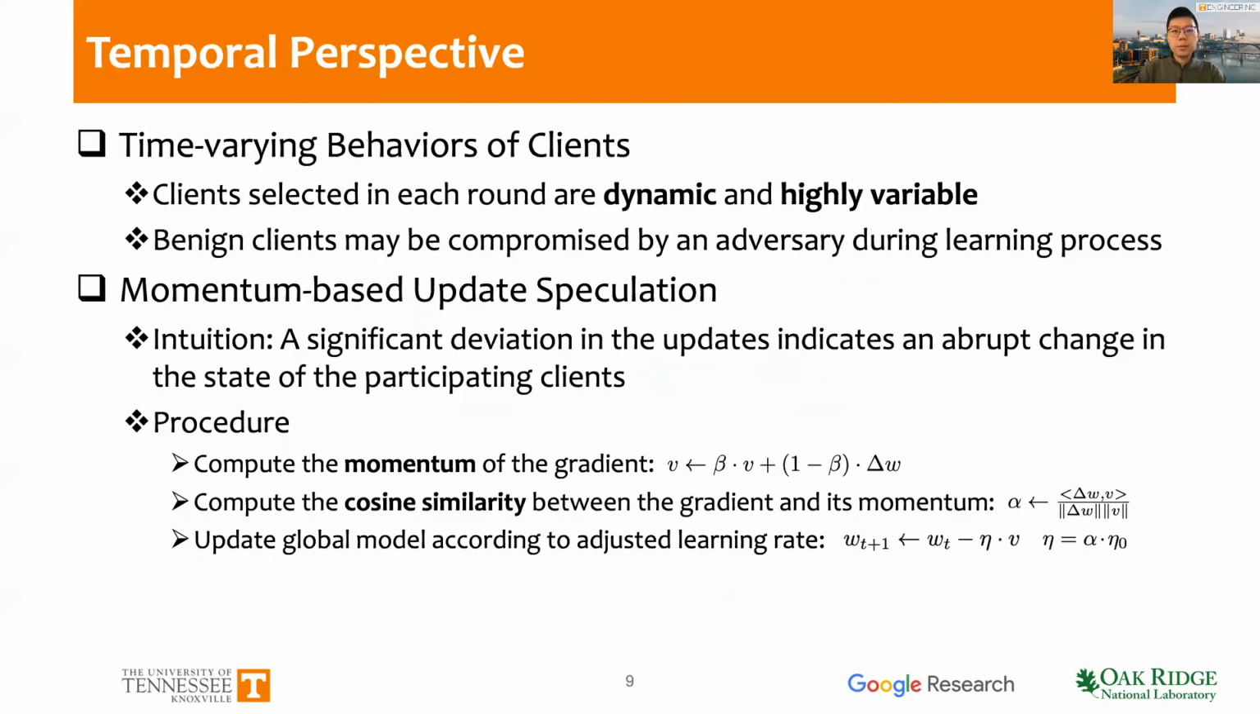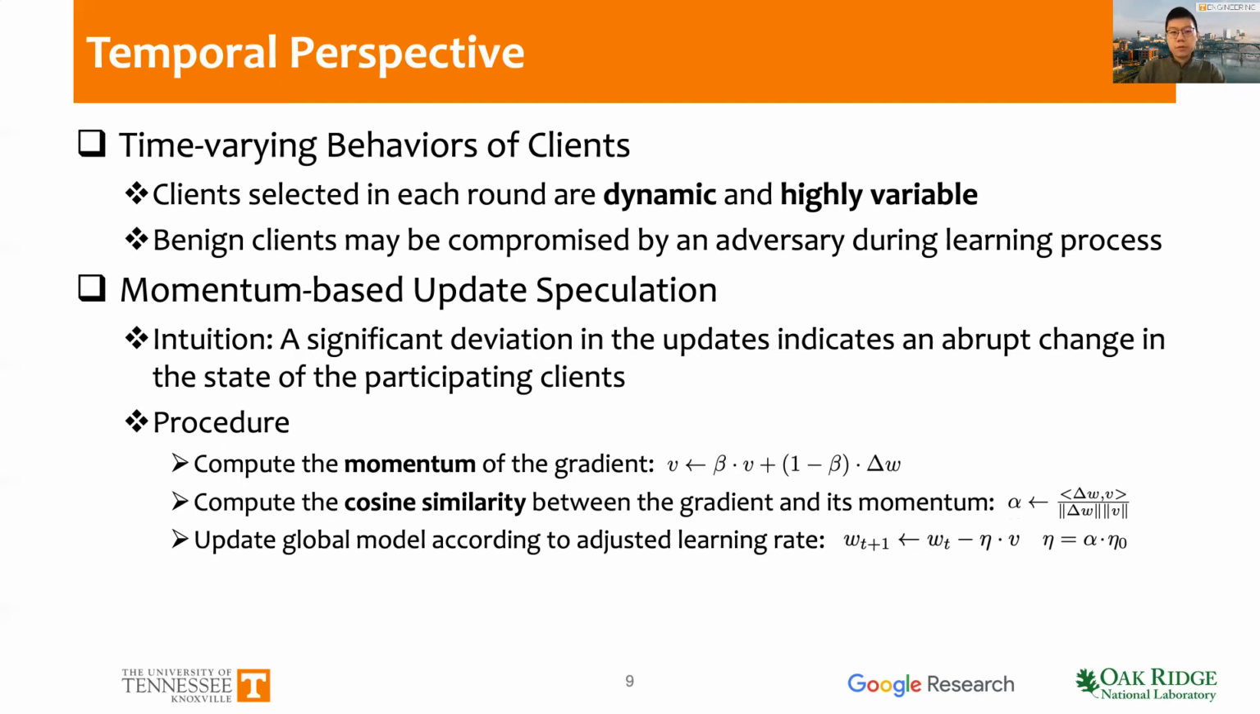Due to the time-varying behavior of clients, solely relying on spatial patterns is insufficient, especially when facing a sudden violent perturbation. To cope with these time-varying behaviors and achieve temporal robustness, we propose to assess the quality of the aggregated updates by comparing them with a speculated value of the update that is predicted according to historical statistics. The intuition is that if the current update significantly deviates from previous results, this can indicate an abrupt change in the state of the participating clients.